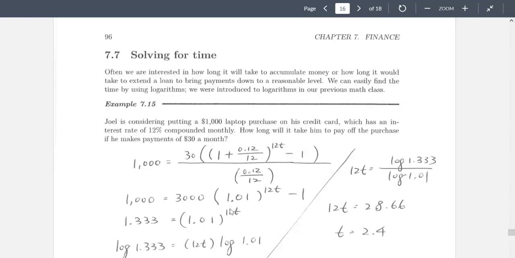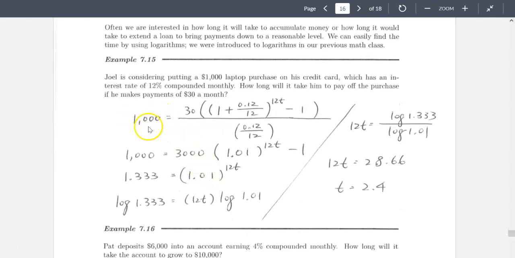Now, if you want to solve for time, it's the same question, just what if time is missing? How long will it take for someone to pay off the purchase, right? So we use the same formula. We want to know how much the original price is. So we have a $1,000 laptop on a credit card, and it's 0.12. That's the interest rate compounded monthly, so that's where the 12 is coming from. And we have the monthly payment of $30 a month.